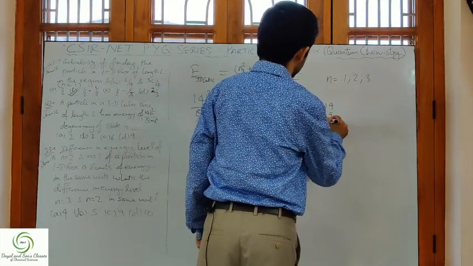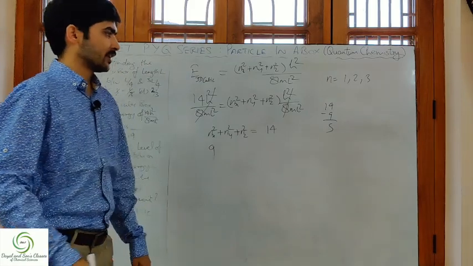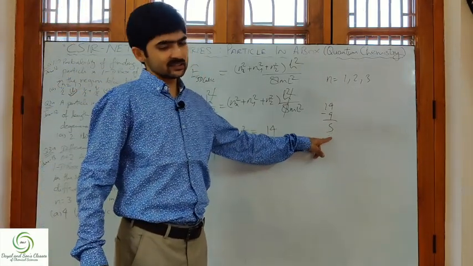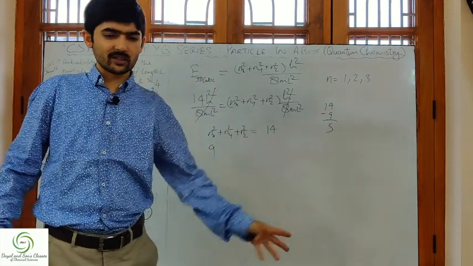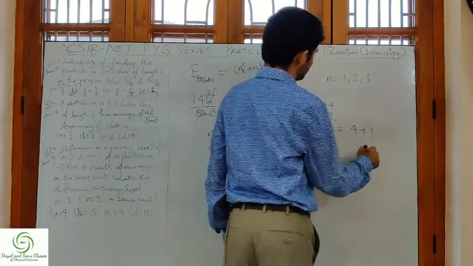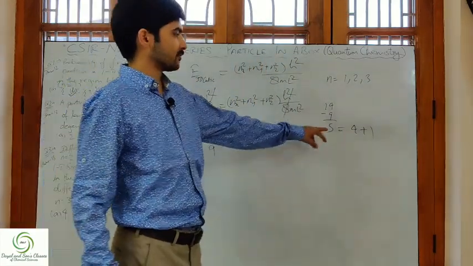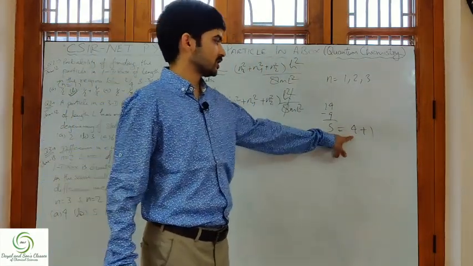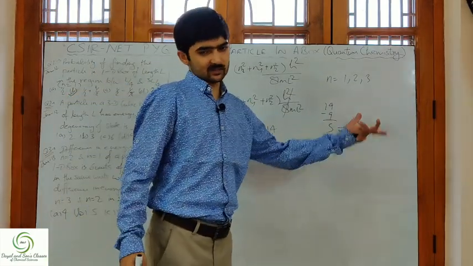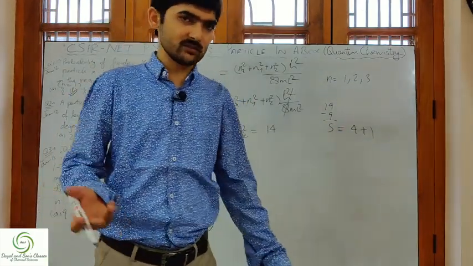14 minus 9 is equal to 5. Can I break it in any way such that it is the sum of squares of a number? I can write 5 as 4 plus 1. Now 4 is the square of 2 and 1 is 1. The square of 1 is always 1.